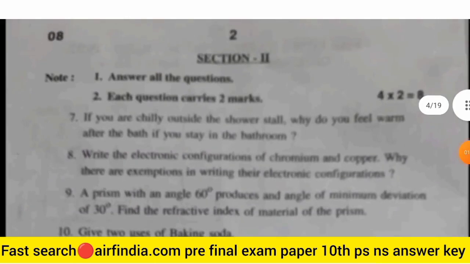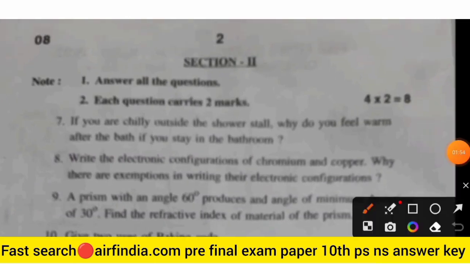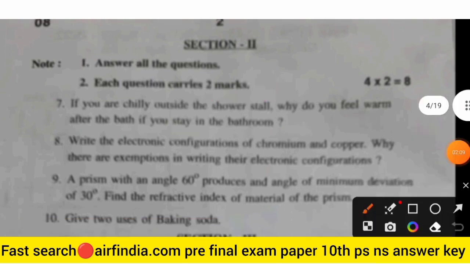Section second. Here in section second, answer all the questions. Each question carries 2 marks. If you are chilly outside the shower stall, why do you feel warm after the bath if you stay in the bathroom? And the next is, write the electronic configuration of chromium and copper. Why are there exceptions in writing their electronic configuration?